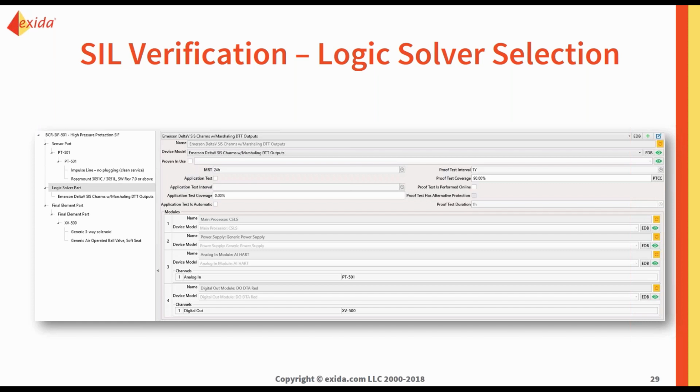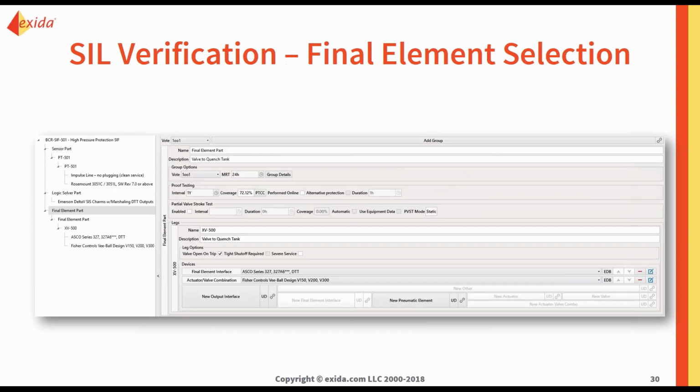Here you can see that the tool is showing you the modules of the logic solver that are in use. So you have your main processor, your power supply, and then your input and output modules. So that is how you would specify your logic solver in the Silver tool. The final element is next. The group options are similar to the sensor.